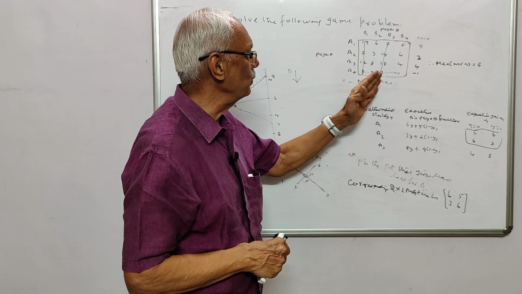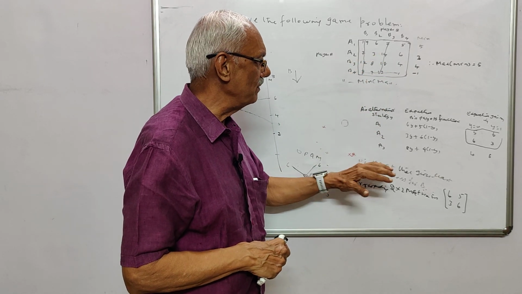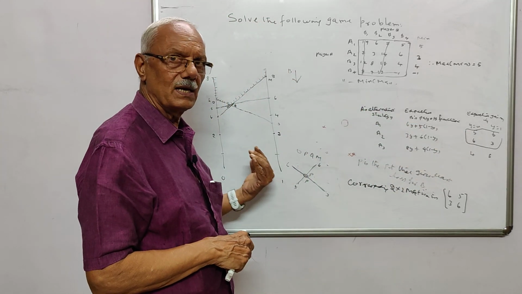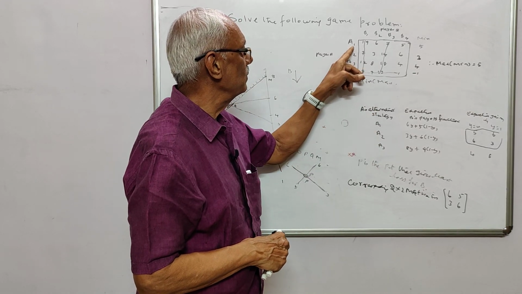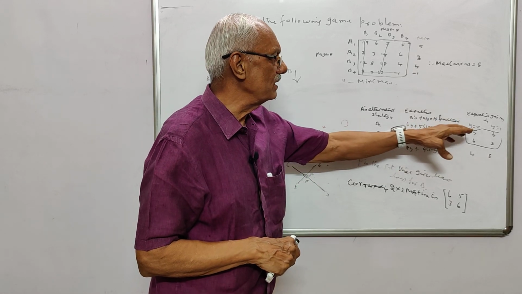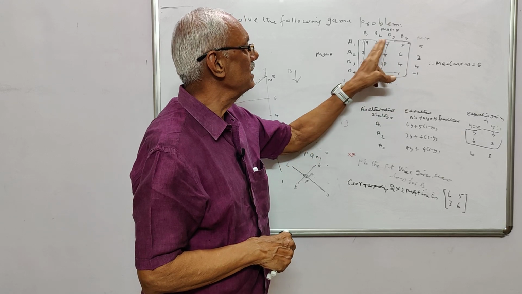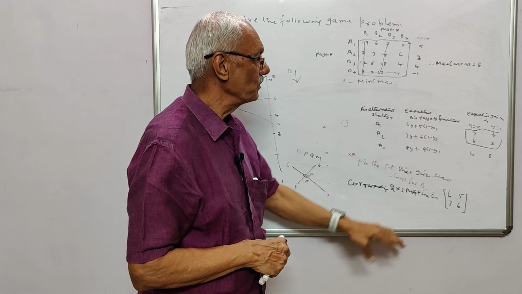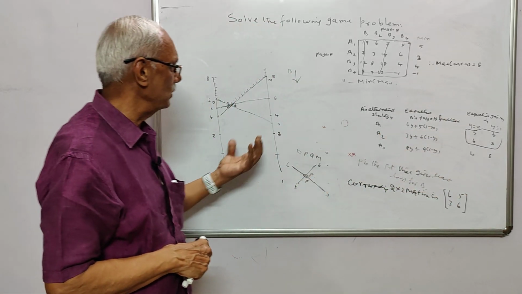Then I told you that this can be solved only by using the graphical method. For the graphical method, I must be able to get the proper values to draw the graph. So what I have done is, using the strategies A1, A2, A3, I try to find out the expected loss or gain for B if he uses the strategies B2 and B3 with probabilities Y and 1 minus Y, and these are the values that I have got here. Using this, I draw the graph here.